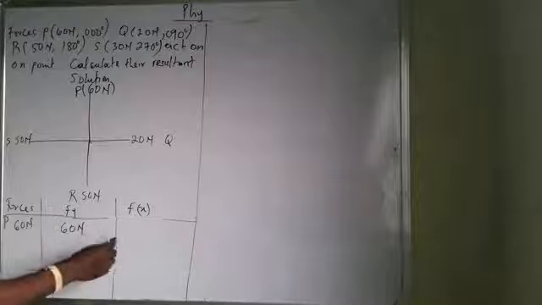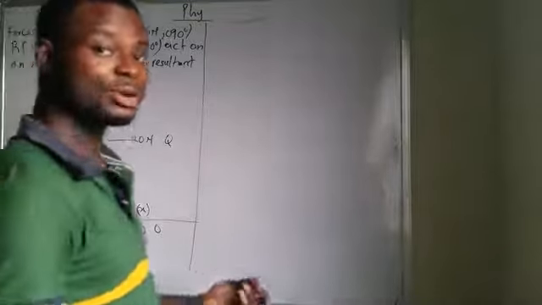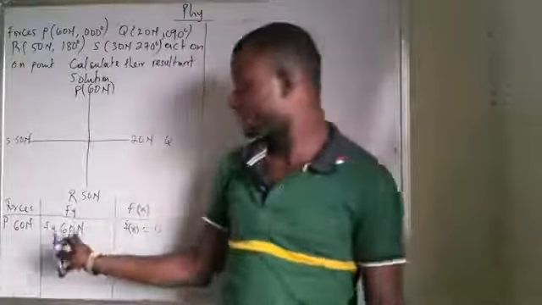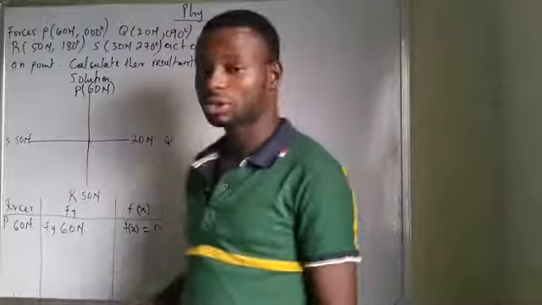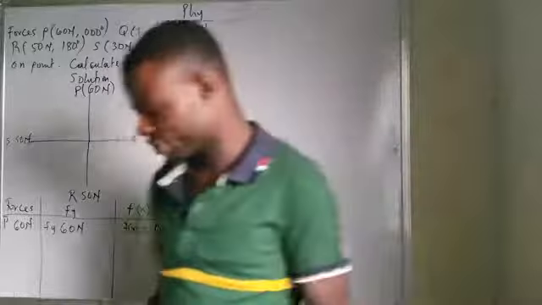Which I'll be having F of X and F of Y, which is, I will have 0. Just like cos 0 is 1, 1 times 60 is always 60 Newton, and sine 0 is what? It is 0. 0 times any value is equal to 0.